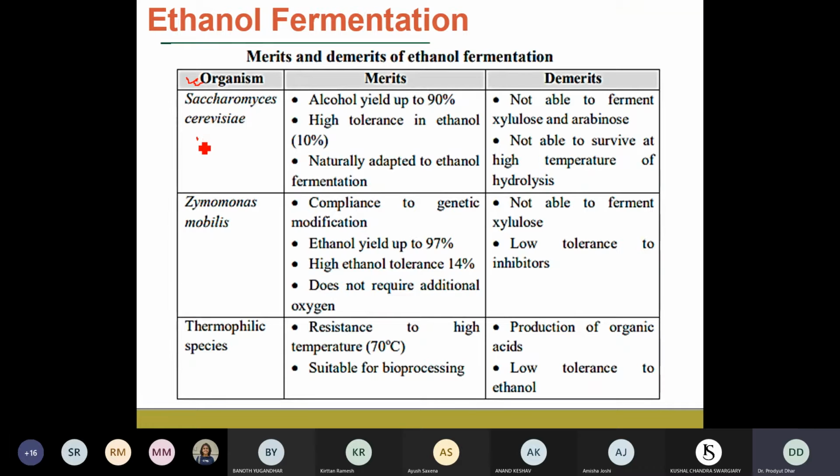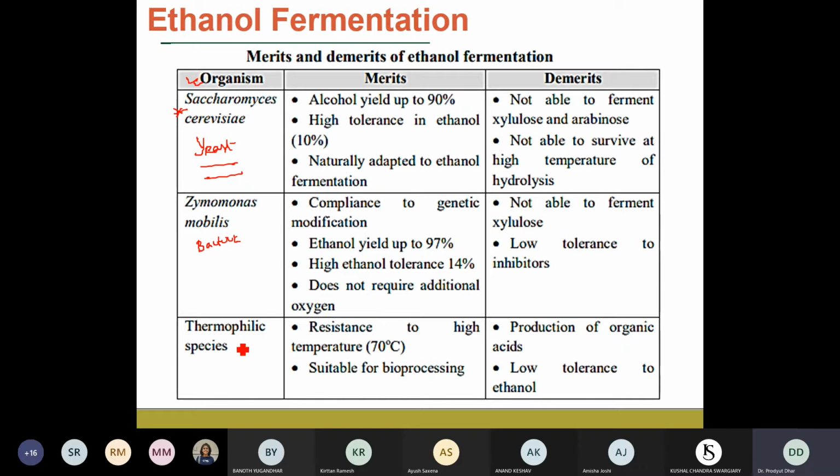So this table differentiates the merits and demerits of a yeast. Among the yeasts, Saccharomyces cerevisiae is very well known and most widely used. This particular strain is used for the production of alcohol. And here we have one of the bacteria, Zymomonas mobilis.